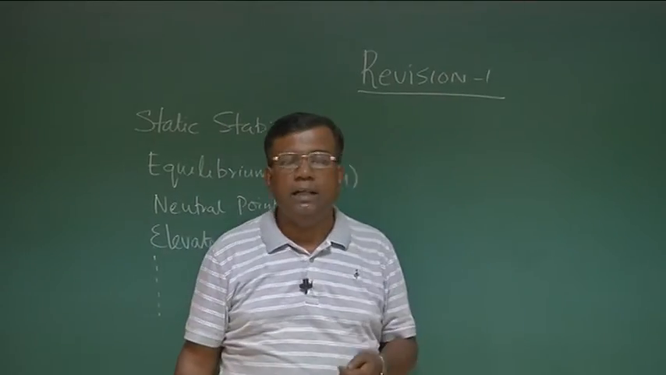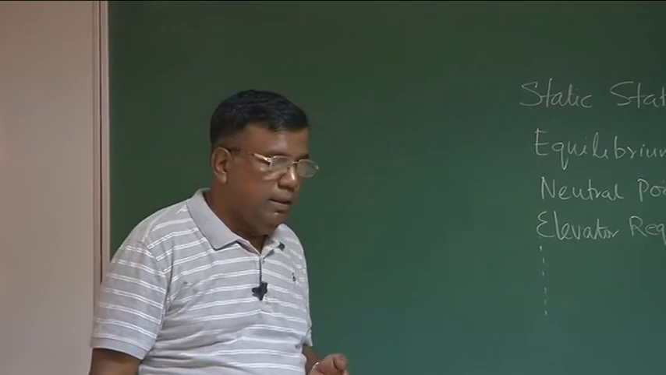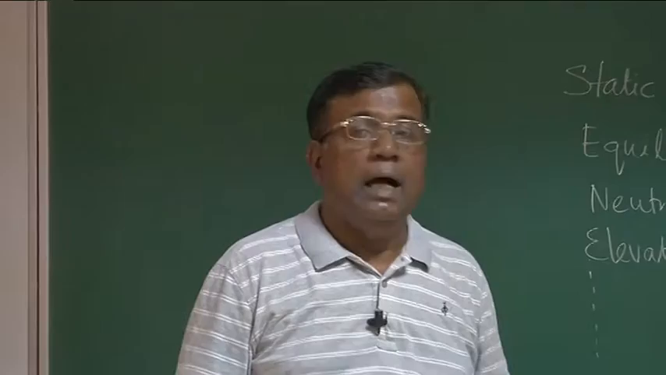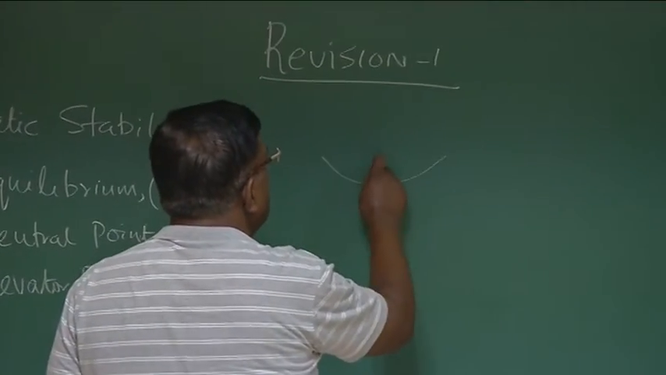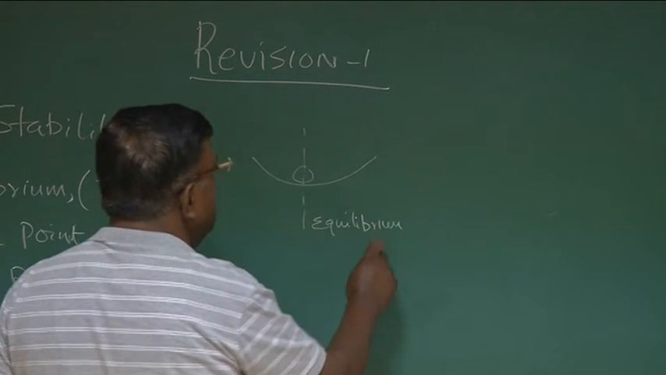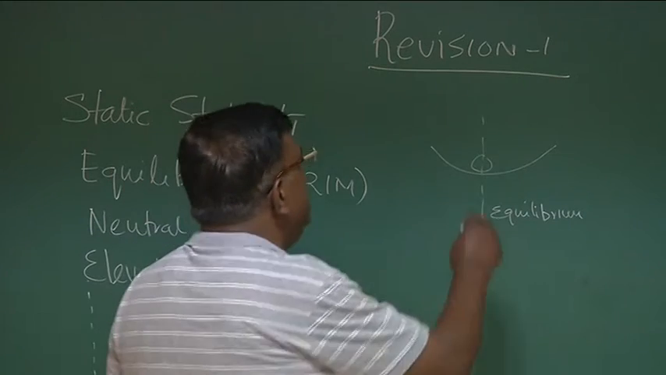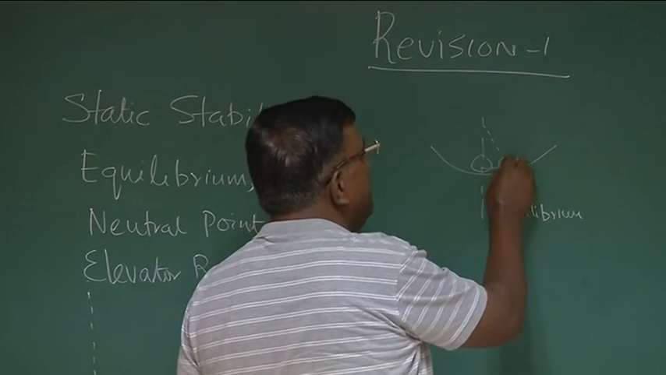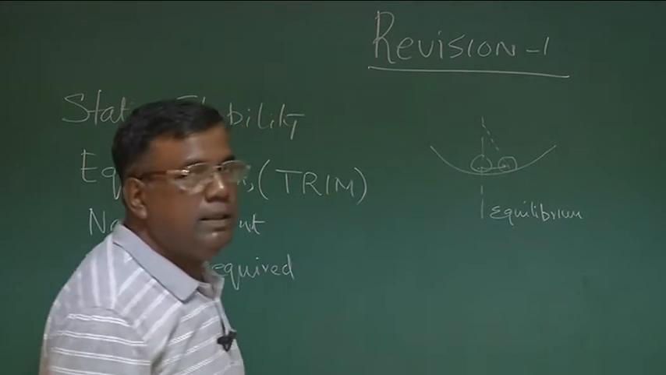What was our understanding as far as static stability is concerned? We said if a body in equilibrium is disturbed and we observe that it has initial tendency to come back to equilibrium, this body has static stability. We explained through this sort of diagram where this is the equilibrium, and by equilibrium we all understand that at this condition net force and net moment is 0. If it is disturbed from this equilibrium and once the disturbance is withdrawn, if it has initial tendency to come back to this equilibrium, we say it is statically stable.